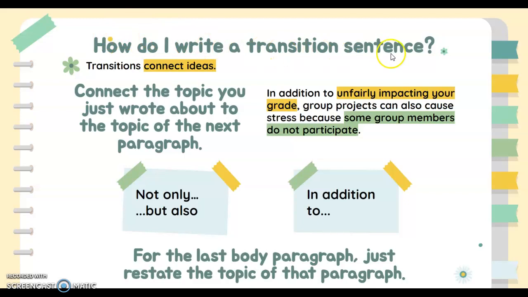How do I write a transition sentence? So this is the very last sentence in each body paragraph. You want to connect ideas. You want to connect the topic you just wrote about to the topic of the next body paragraph, right? So if the whole paragraph I just wrote was about how group projects can unfairly impact my grade, and then I want to connect to the next body paragraph that I'm about to write, which is about some group members not participating. So these are 2 sentence starters that you can use to help you in that transition sentence.